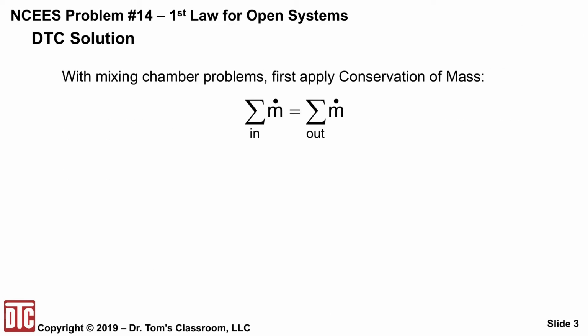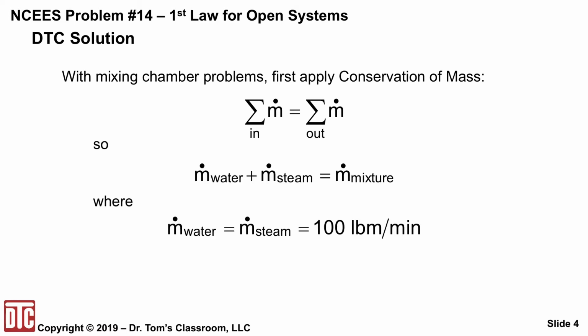Okay, so with mixing chambers, apply conservation of mass. The sum of the m dots in equals the sum of the m dots out. So you'd have m dot water plus m dot steam equals m dot mixture, where you're given that m dot water and m dot steam are each 100 pound mass per minute. This is where it comes out looking like an average. So the mixture is 200 pound mass per minute.